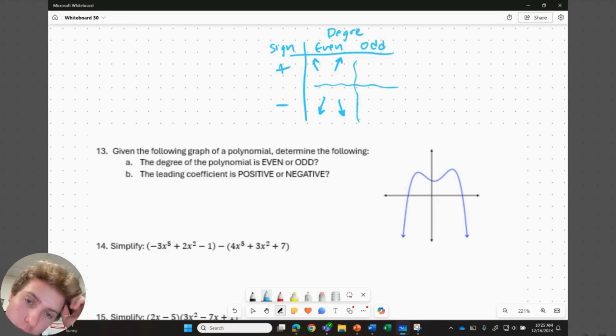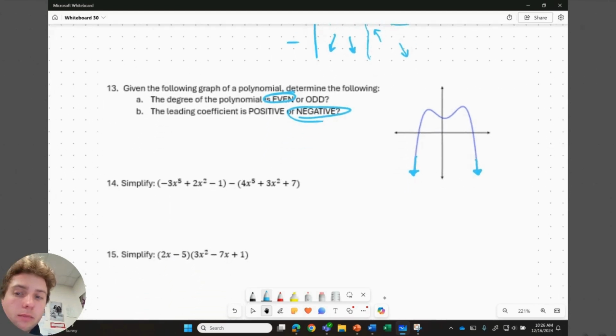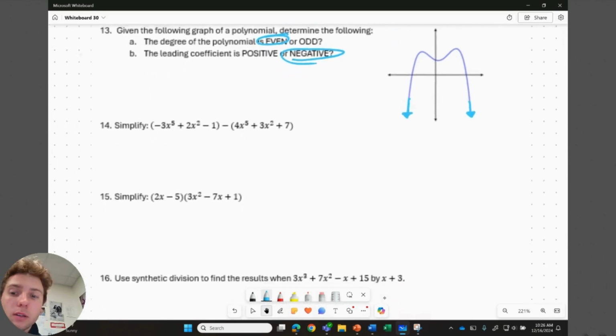Odd degree, the arrows will go different directions on the ends. If it is positive, the right side goes up, the left side goes down. If it is negative, those two would end up switching. Well, what I notice about number 13 is both the arrows are going in the same direction, so I know that it must be even. Since they are both going down, I know that it would then also be negative, even and negative.